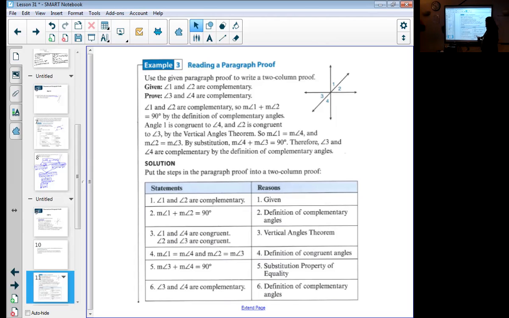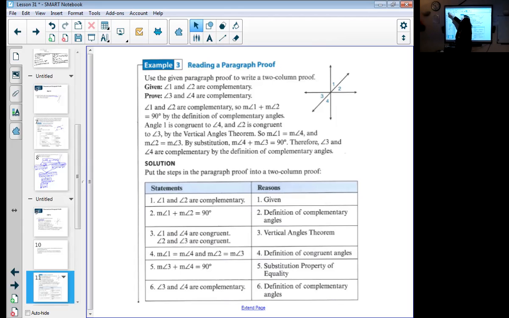Then we use substitution, the substitution property of equality. You can put the justification before the statement if you would like in your paragraph proofs. So by substitution, measure of angle 4 plus measure of angle 3 is equal to 90 degrees. Measure of angle 3 plus measure of angle 4 is equal to 90 degrees. We just took that piece of information and put it in our statements. Therefore, angle 3 and angle 4 are complementary by the definition of complementary angles.